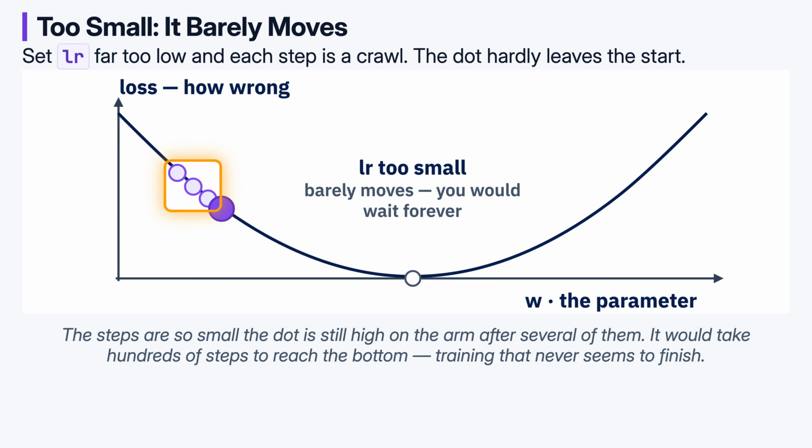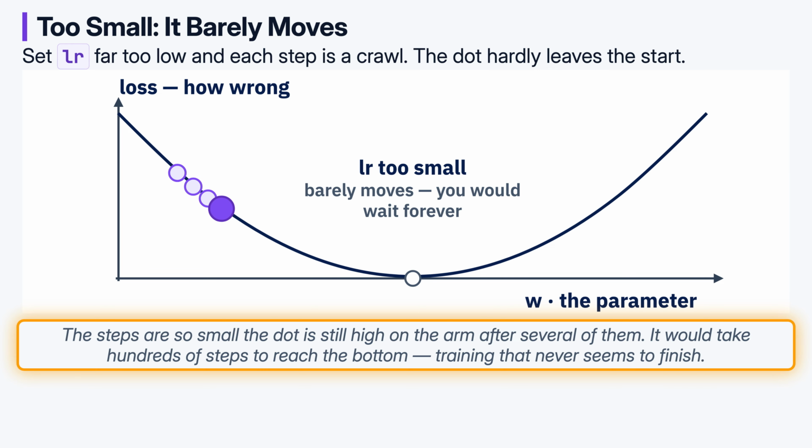Set the learning rate far too low, and every step is a crawl. The markers barely leave the start. After several steps, the dot is still high on the arm, nowhere near the bottom. Nothing is wrong with the code. The learning rate is just too cautious. It would take hundreds of steps to reach the minimum, training that never seems to finish.